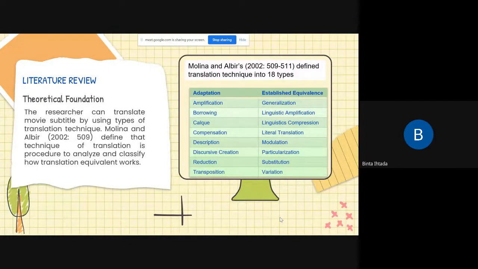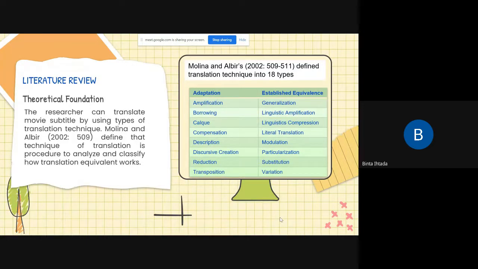Usually used in interpreting or dubbing movies. For example, when we watch a Chinese movie, in the subtitle there is written "kakak pertama, kakak kedua", but actually the meaning is the same, "kakak". Because the Chinese language is long, in the subtitle we also add some meaning there. So the next is linguistic compression.